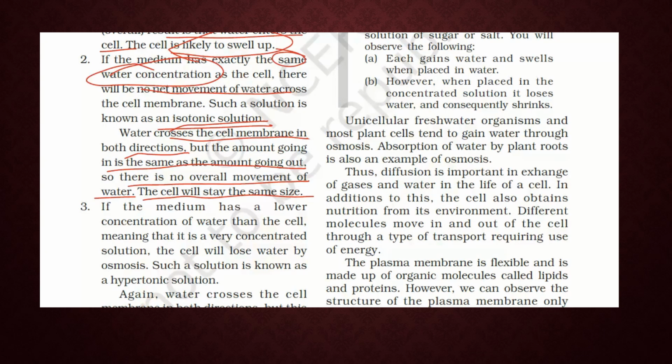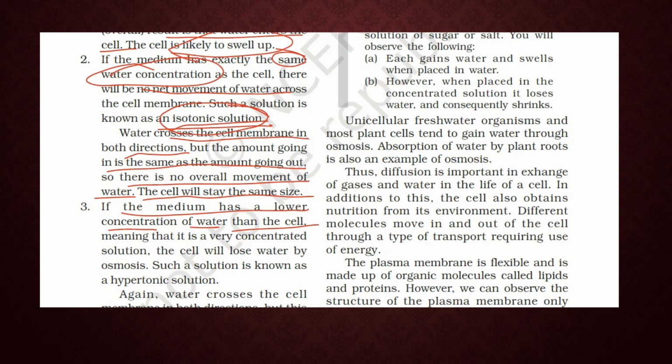Okay. Now the third condition, what is it? The first one was the hypotonic solution. The second one was the isotonic solution, with the same concentration inside and outside the cell. And the third one is if the medium has a lower concentration of water than the cell. So if the plant or animal cell has a higher water concentration than outside the cell, that is, the medium has a lower concentration of water, it means the solution is very concentrated.